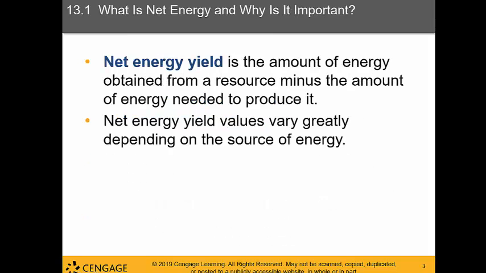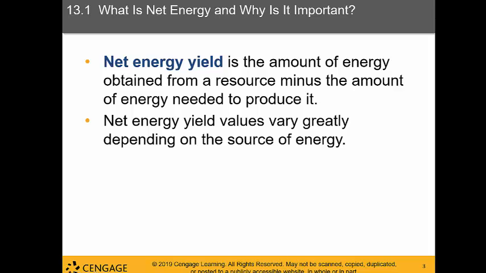So first we want to talk about the net energy yield. It's one of the ways we evaluate how easy or beneficial it would be to pick a certain resource for some of our energy. Okay, the net energy yield is the amount of energy obtained from a particular resource. So how much you get that you can use in your house or in your car or to run some other facility, minus the amount of energy that's needed to produce it.